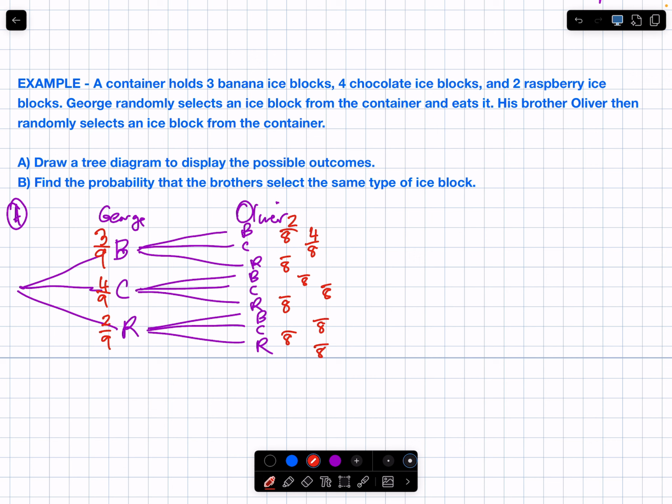Next. 2, that remains the same. Now, what's being chosen first? Chocolate. So the top one's going to be 3 over 8. This one's going to be 3 over 8. And this one will be 2 over 8. Then the bottom one, banana is unaffected, so it'll be 3 over 8. Chocolate unaffected, 4 over 8, but this one will be 1 over 8. That's A. I'll leave this up.